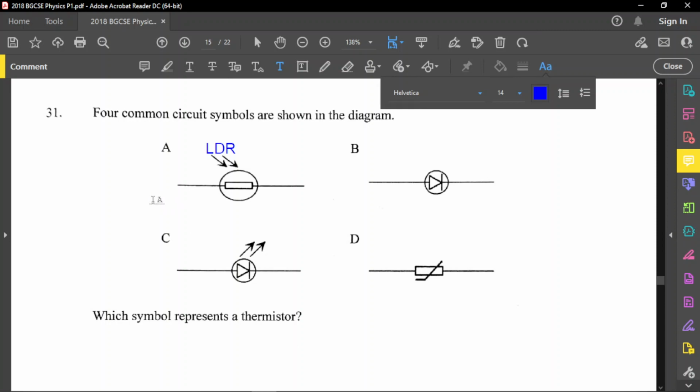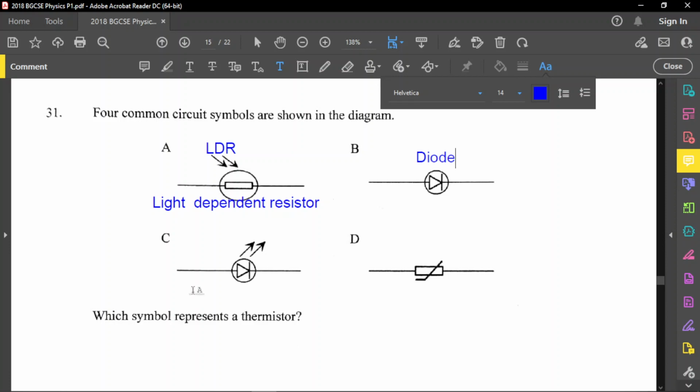What LDR means is that it is a light dependent resistor. Let me write that down for you real quick. So LDR means light dependent resistor. All right, so that's what LDR represents. And B, let's go to B first. B, that's a diode. Right off the bat, that's a diode, and we know what a diode is, right? So that's a diode right there.